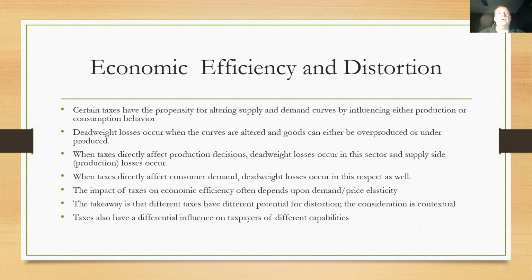So as we know, there are certain taxes that have a propensity for altering supply and demand curves. And whenever you alter those supply and demand curves, then you end up with these things called deadweight losses. And so whenever you alter the supply and demand curve, it can affect the production side of the equation. You can have deadweight losses in production, whereby you may actually end up underproducing a good just because you don't have the market signals to enhance production.